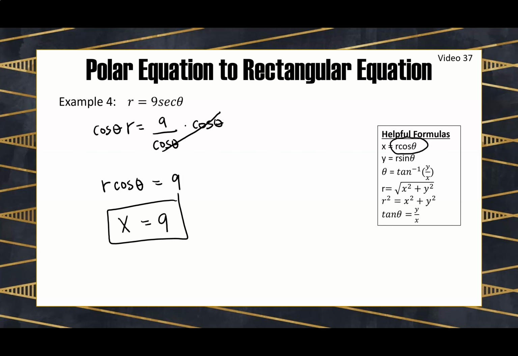So if we were to graph this right here on our polar coordinate grid, we would get, if we just graphed it in rectangular equation, we'd get x equals 9. Kind of cool that these two equations are exactly the same thing. They're just represented on a different graph.